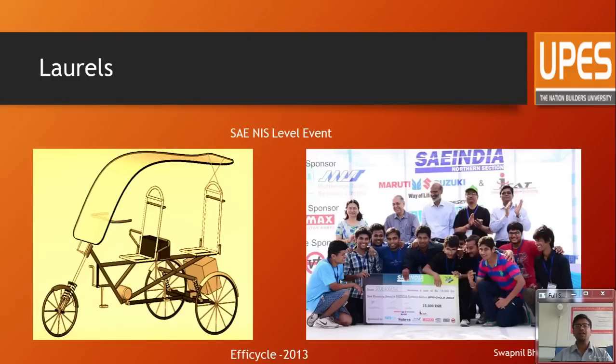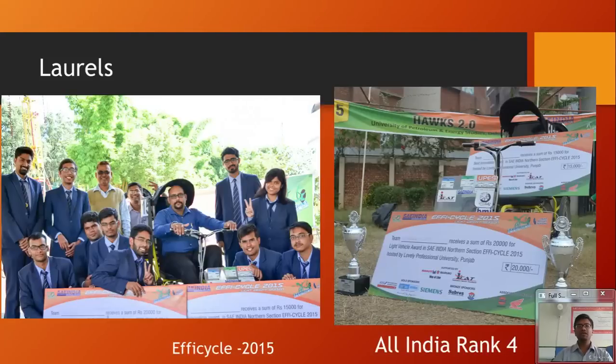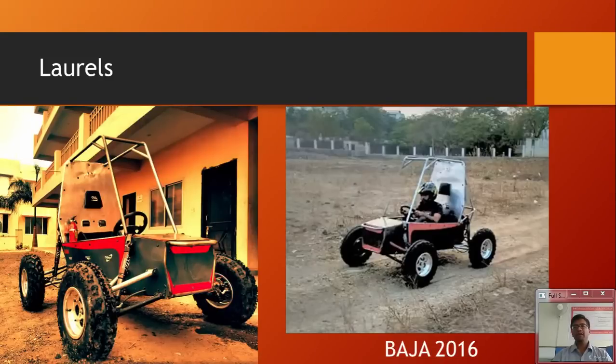This is the Epicycle 2013. Epicycle 2015 was the best achievement for the ADE, and we got the All India fourth rank, and that too with the best innovation and low weight of the vehicle price. So this is the best achievement we have achieved in the Epicycle 2015. This is the Baja vehicle, 2016 vehicle. This competition was held at Indore.